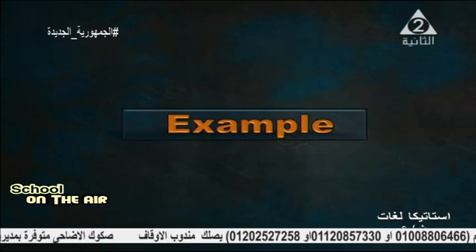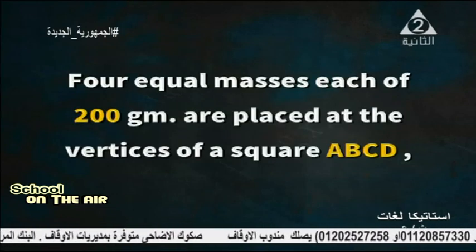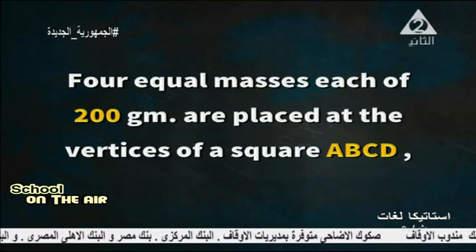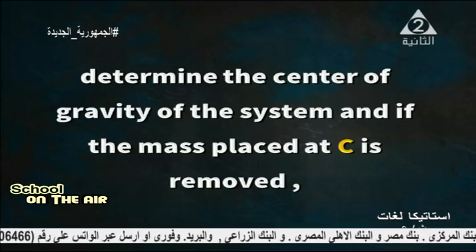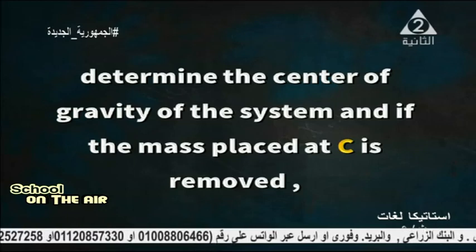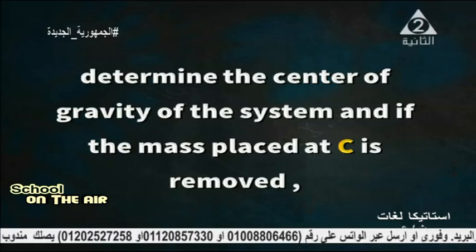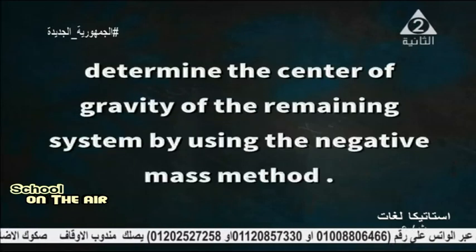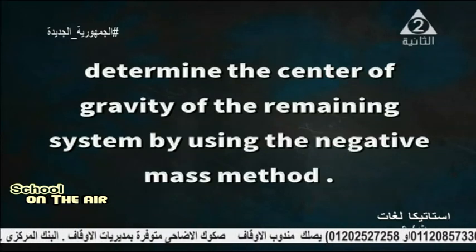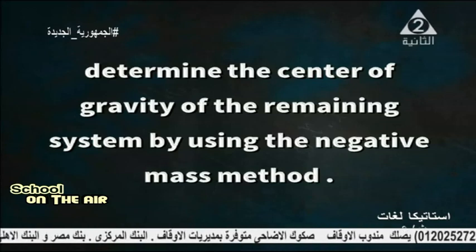Another example. 4 equal masses, each of 200 grams, are placed at the vertices of square ABCD. Determine the center of gravity of the system, and if the mass placed at C is removed, determine the center of gravity of the remaining system by using the negative mass method. Look at the solution.